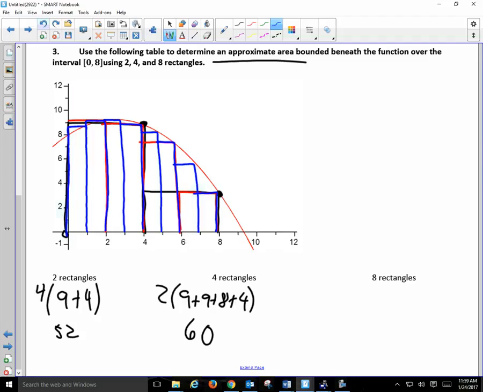So, how about 8 rectangles? What'd you get? About?